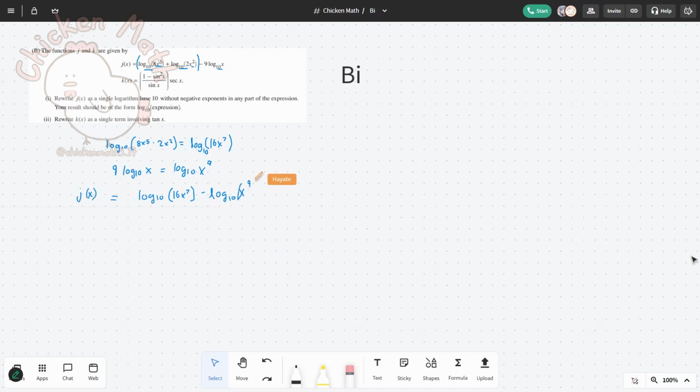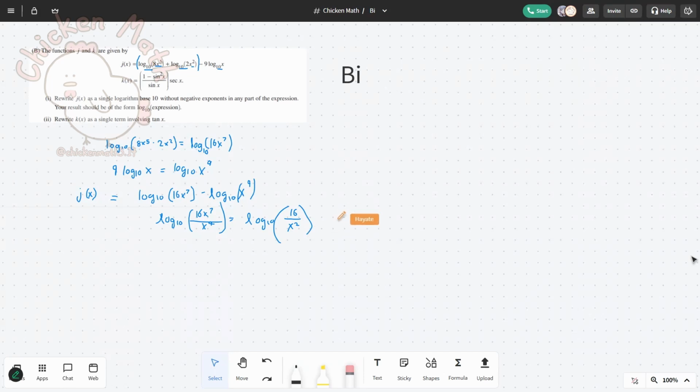And we can simplify this further using the log property of when you subtract two things, you just divide the inside. So that's just log base 10 of 16x to the 7th over x to the 9th. Now we can further simplify this and we will just get log base 10 of 16 over x squared.